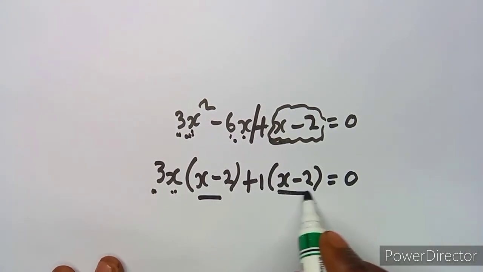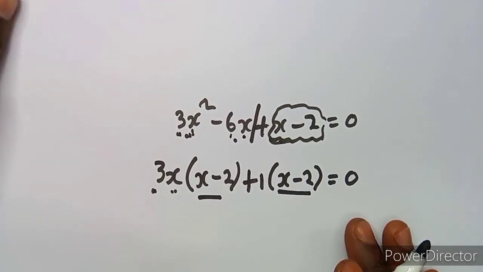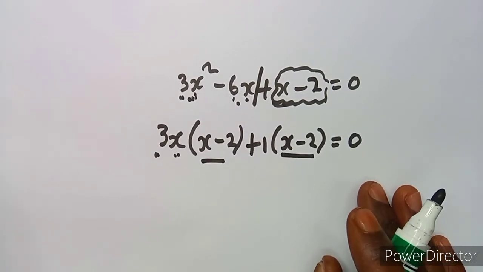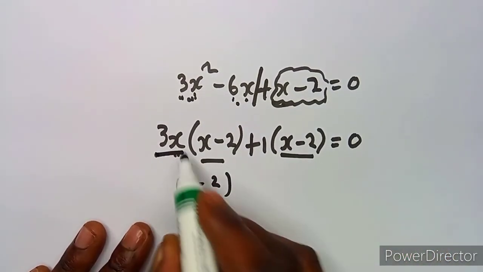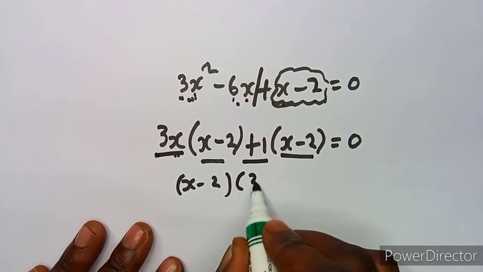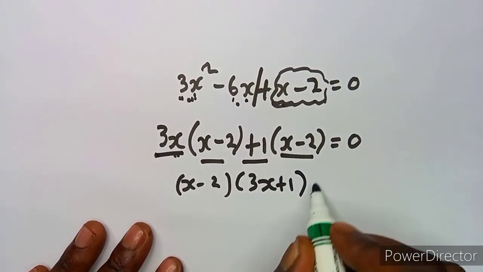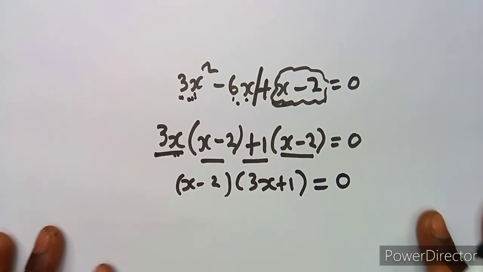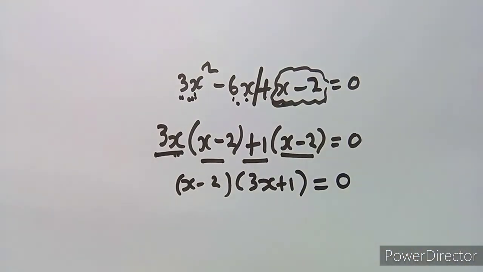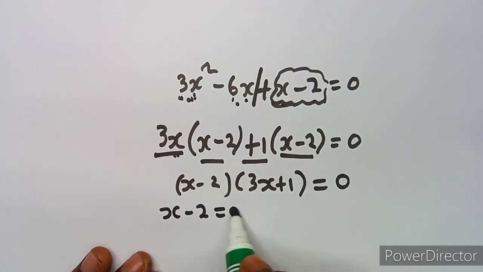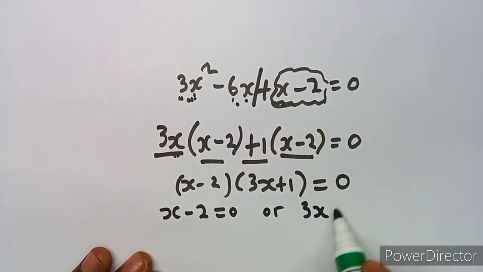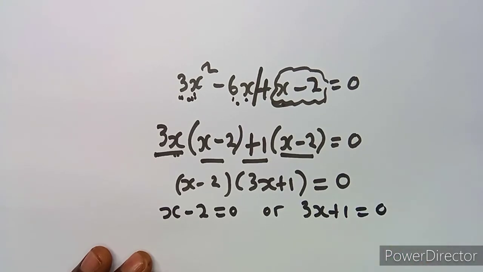So these brackets are the same. So what am I going to do? Just going to factor out that common bracket, which is x minus 2. I'm left with 3x and plus 1. So another bracket, 3x plus 1 equal to 0, like that. Okay. So either one of these brackets should give us a 0. So either x minus 2 is equal to 0 or 3x plus 1 is equal to 0 from this concept.